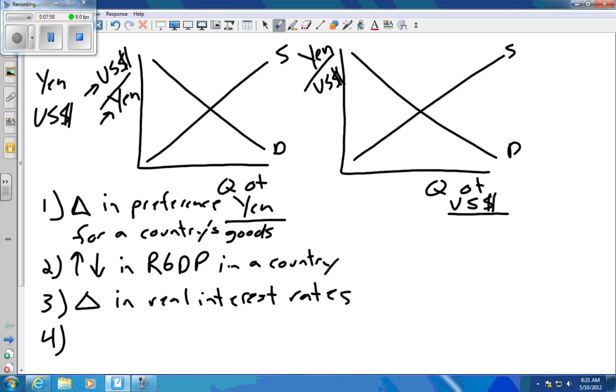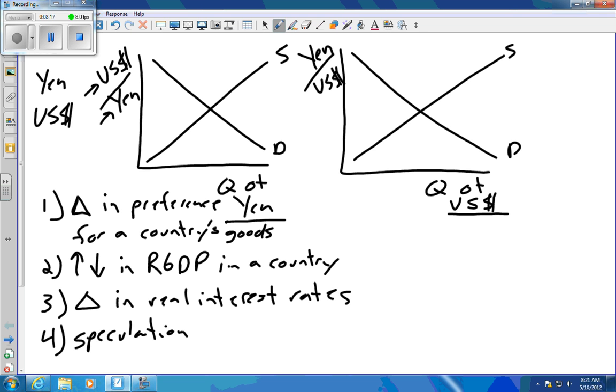Speculation can cause it. If people think a currency is going to appreciate, they'll try to buy it before it appreciates. You just want to view this like you would a stock. If someone tells you, hey, the price of Apple is going to double in the next week, you want to buy it today so you can benefit from the rising value.